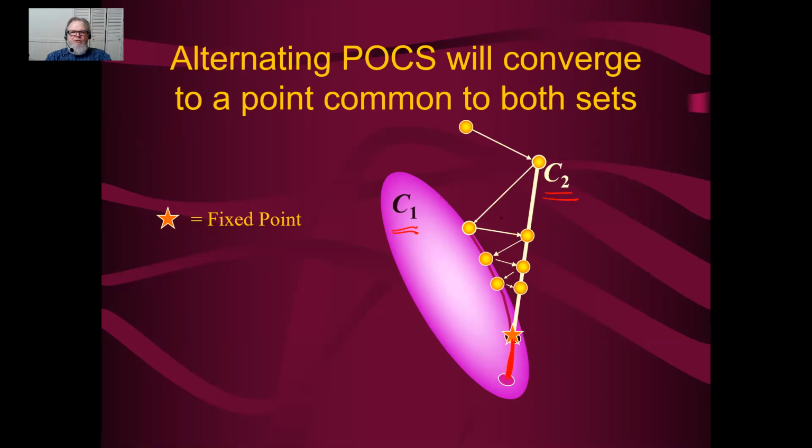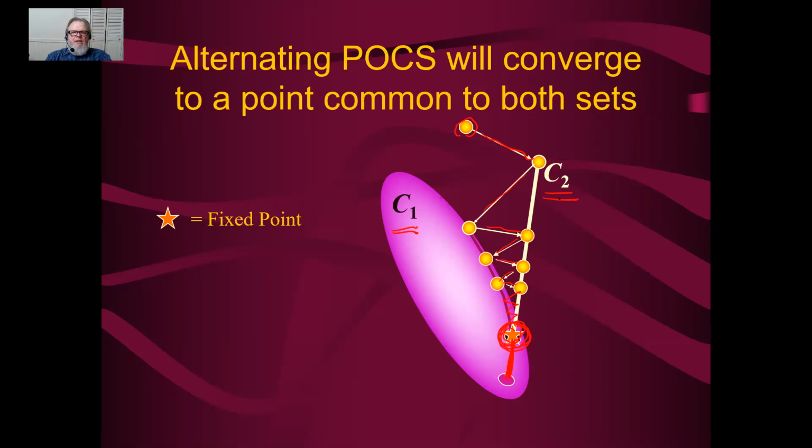And here is the remarkable result. If we start with any value and we project back and forth between the two convex sets, we always end up at a point in the intersection. If we alternately project back and forth between the convex sets, we always go to a fixed point. What does a fixed point mean? That's the end point of the iteration. We're always going to approach a point in the intersection of the two convex sets.